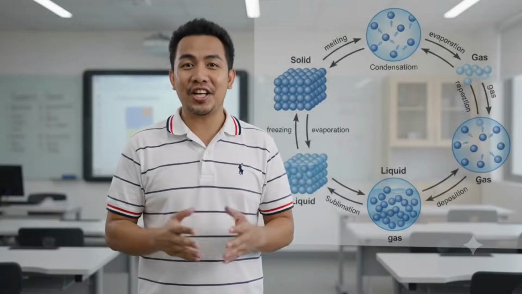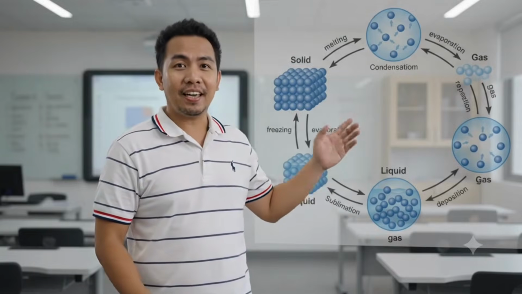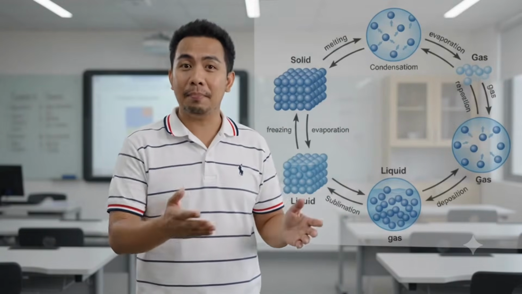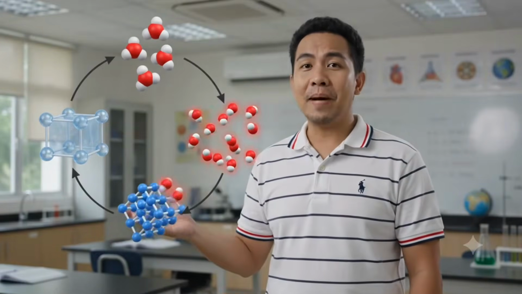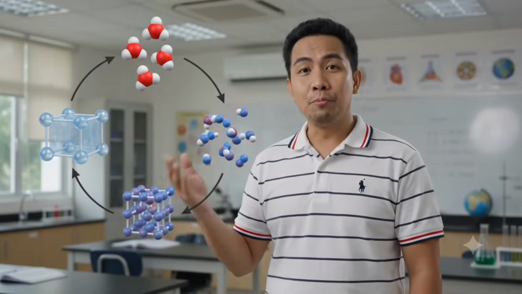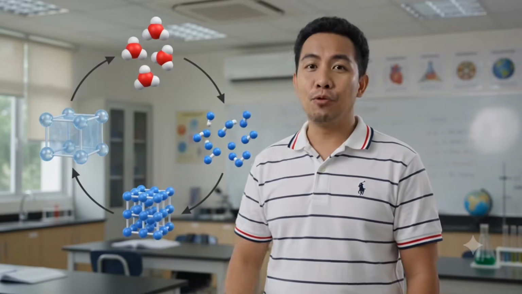Today, we learned 6 changes of state: melting, freezing, evaporation, condensation, sublimation, and deposition. Each involves energy changes. Remember, adding energy generally makes particles move faster, while removing energy generally makes them move more slowly. So next time you see ice melt or water vapor condense, remember, particle movement and energy are behind every change. Keep asking, keep exploring, and remember, Science starts with you.